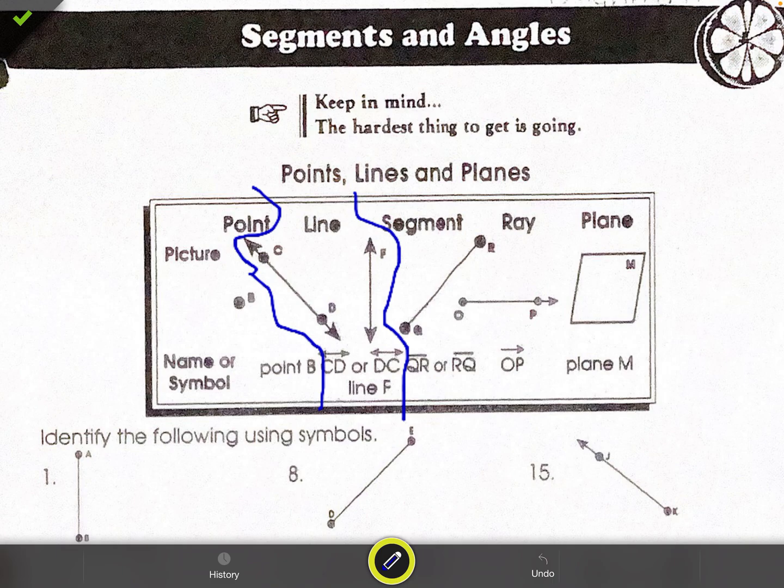And the next picture is a picture of a segment. A segment starts and stops. It is part of a line. And again, they don't do a good job lining up, so we could call that segment QR or segment RQ. The next picture is a picture of a ray. A ray starts at one point, goes through another point, and keeps going in one direction. Now you do have to be careful when you name a ray. You always have to start at this point to name it. So that would be ray OP. We could not call that ray PO because it doesn't start at point P. And then the last one we've already talked about, that's plane M.